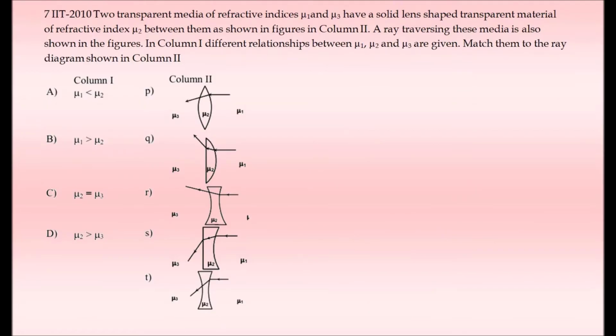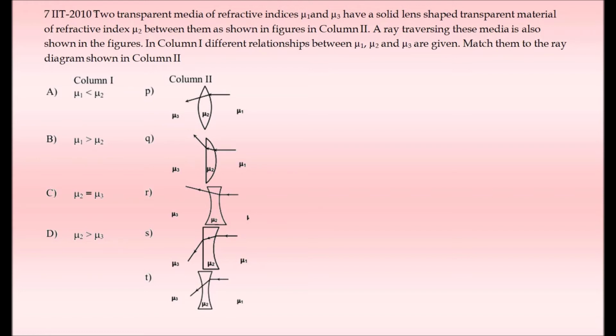So now we'll move to the next problem, and this problem is from IIT JEE 2010. This is a very good problem. Two transparent media of refractive indexes mu1 and mu3 have a solid lens shaped transparent material of refractive index mu2 between them, as shown in the figure in column 2. A ray traversing this media is also shown in the figure. In column 1, different relationships between mu1, mu2 and mu3 are given. Match them as the ray diagram is shown in column 2. So here in column 1, the relations between refractive indexes are given, and in column 2 ray diagrams are shown. So you have to match them.